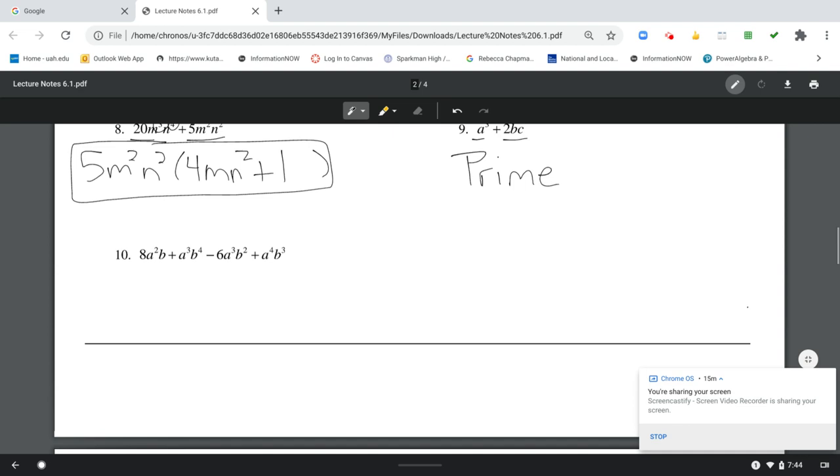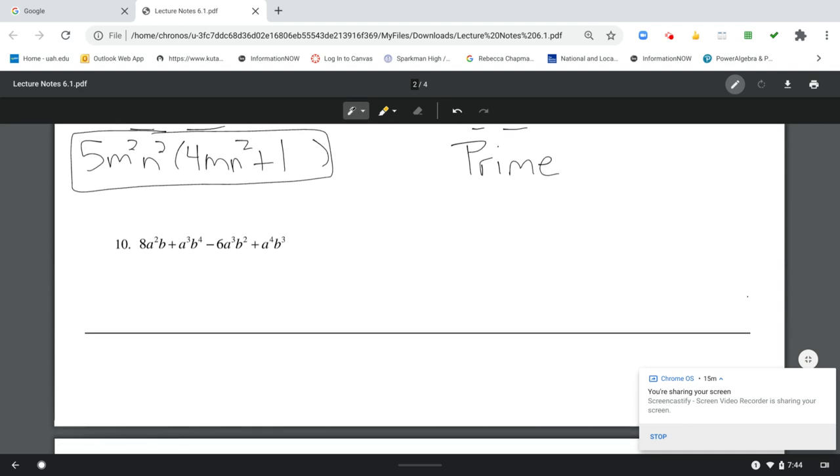All right. Now, this one has 4 terms this time. I have 1, 2, 3, 4 terms. Now, the 4 numbers involved are an 8, a 1, a -6, and a 1. There's an understood 1 in front of the second and the 4th term. Since those 1s are there, I do not have a number that I can take out with respect to these 4 terms. So now I'm going to turn my attention to the variables.